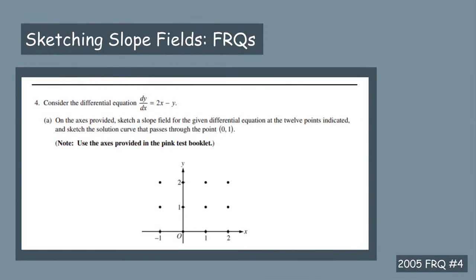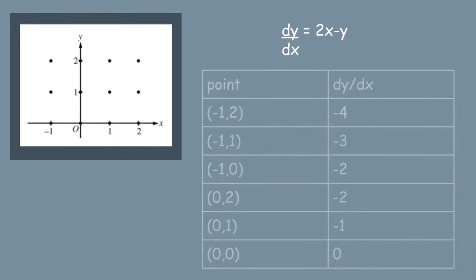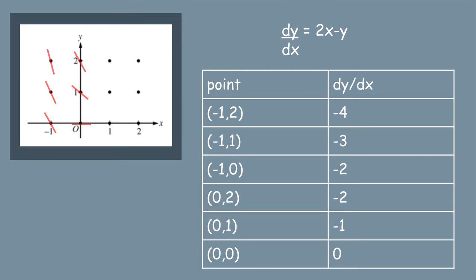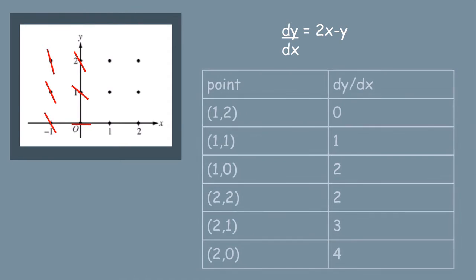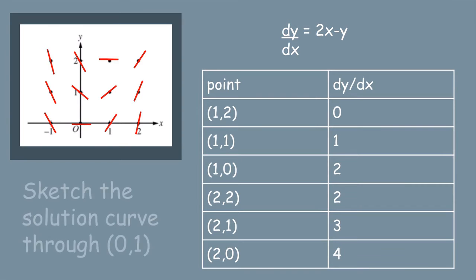This is number 4 from the 2005 BC FRQ. With the differential equation dy dx equals 2x minus y, we have to sketch the slope field through the given points, then sketch the solution curve through the initial point 0, 1. First, we have to find and plot the slopes for each point by plugging them into the differential equation. Next, we plot the initial point, 0, 1, and then we draw the curve through that point, following the flow of the slopes like dropping a feather into a wind current.